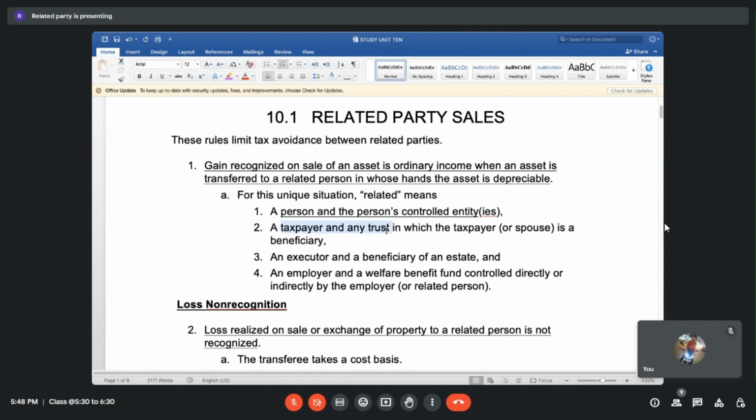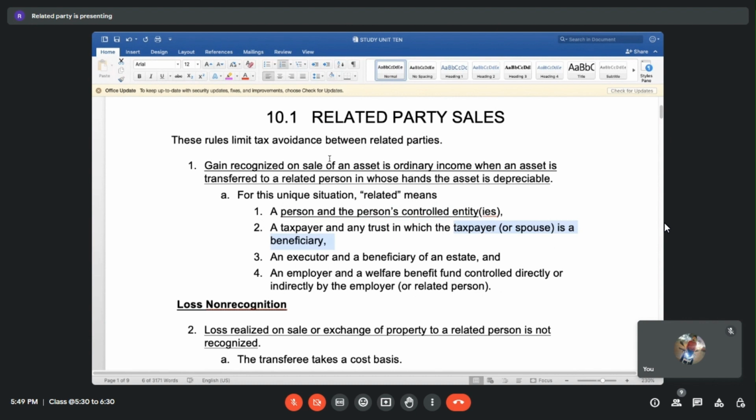Any taxpayer and any trust, any transaction done with the trust where either the taxpayer or the spouse is a beneficiary. The trust may have its own identity. The trust is filing its own return. That's fine. But if we are doing a transaction, like I have a property, I have a house, and I made a trust for my own benefit or for the benefit of my spouse, and then I say, okay, I want to sell this house to the trust, for whatever, $500,000, $1 million. This will become a related party transaction.